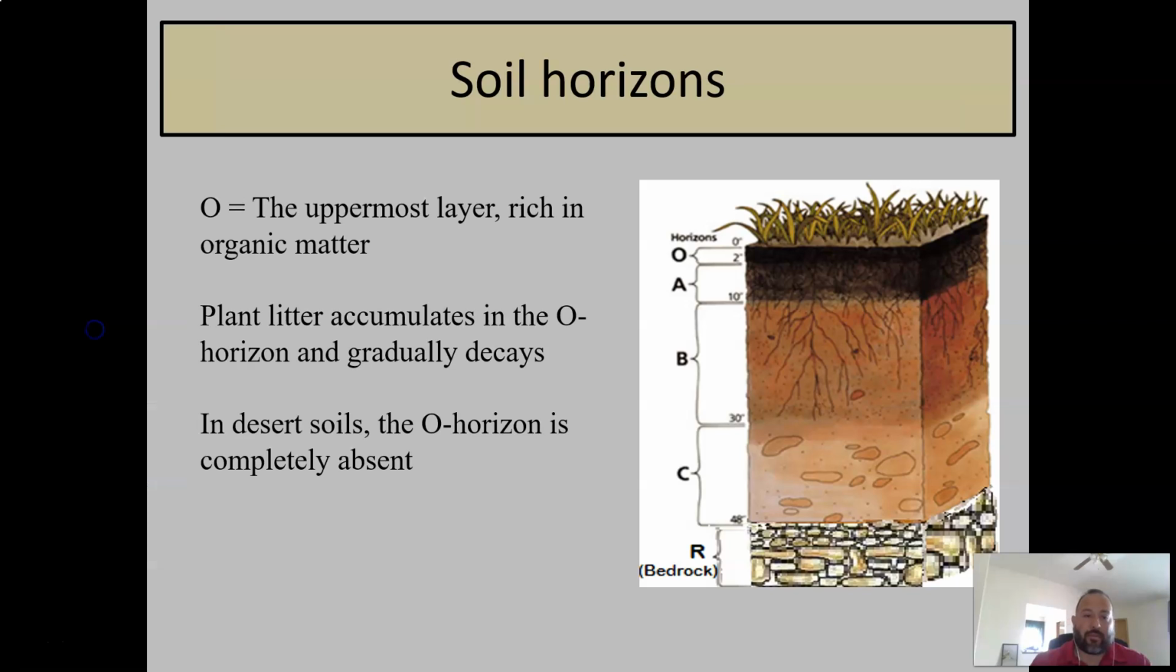So I kind of already went over this, but the O layer is going to be rich in organic matter, that's where our plant litter is going to be, and in desert soils you're not going to have this O layer.